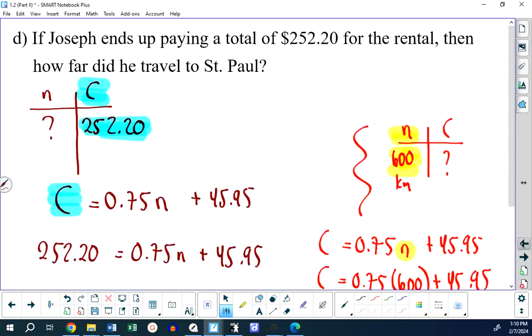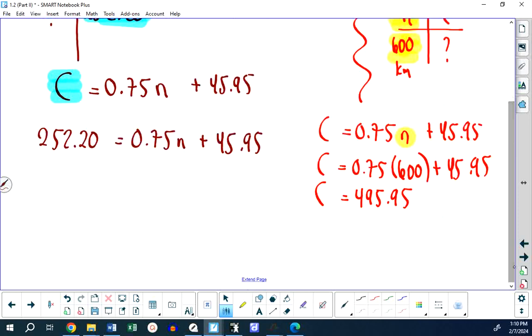So in this question, what we are going to have to do is subtract the 45.95 first from both sides. So you learn how to do these in junior high, and in grade 10 and 11 math, you work with them as well. What do we have?